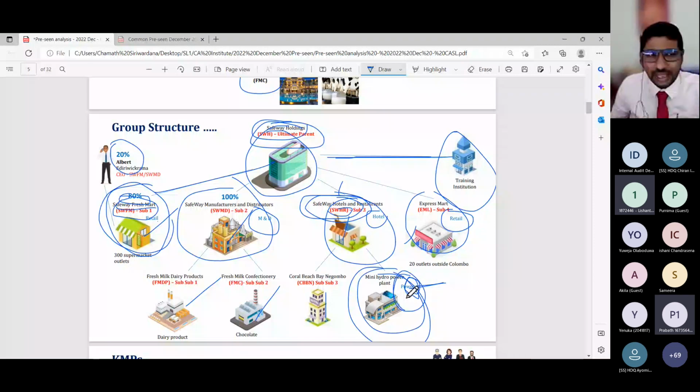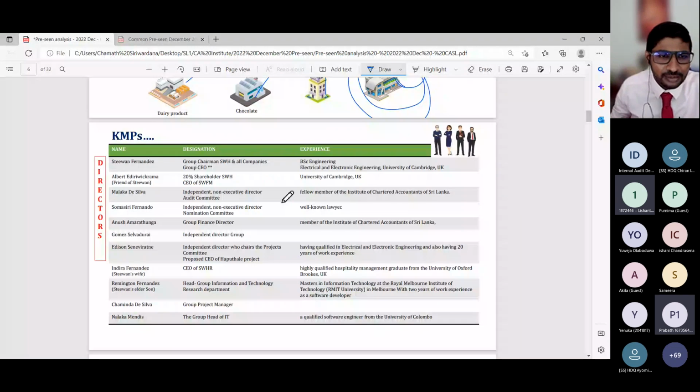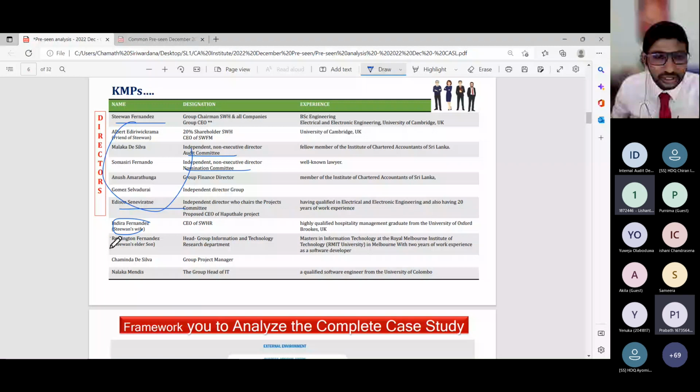Here you have a list of KMPs, which is not that important. I think Suranga also mentioned some of the KMPs. Basically, there are some directors starting from Stewart, the audit committee chair and the nomination committee chair, and some other directors. Then they have Indira, the wife of Stephen, as well as Remington Fernandez, the son of Stephen, and Charminda De Silva, Group Project Manager, and Nalaka Mendis, Group Head of IT. So these are the KMPs that you have at the moment.